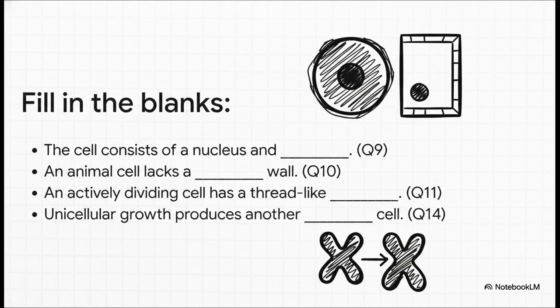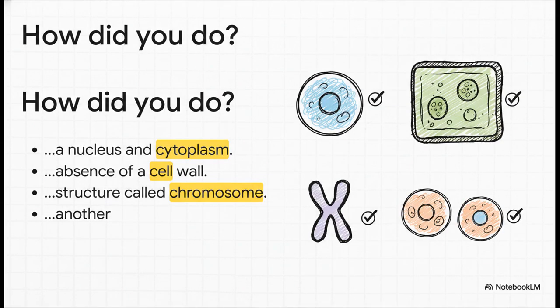Next, the typical animal cell is missing a particular kind of wall that a plant cell has. What is it? Then, an actively dividing cell contains this thread-like structure called a what? And last one for this set. When a single-celled organism grows, it produces another what kind of cell? Got your answers? Okay, let's see how you did.